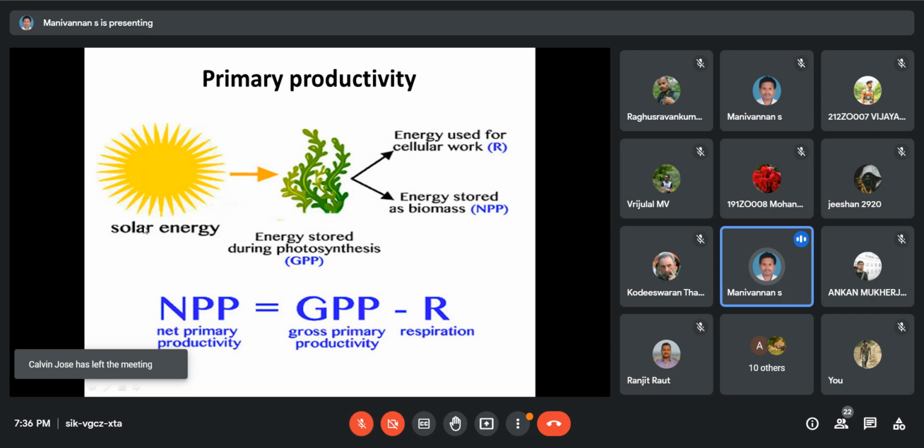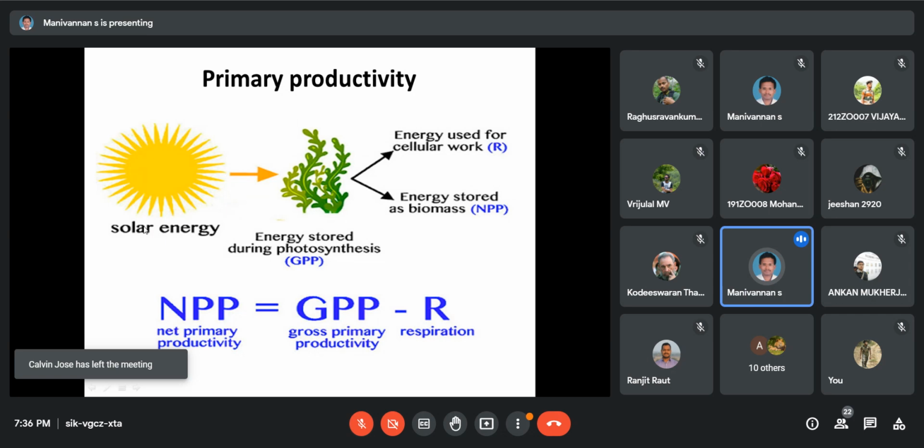What is the gross primary productivity? It's already explained. What is the net primary productivity? Again, it means the available energy for the consumer and the decomposer. This is an important point: the plant typically captures and converts about 1.3% to 1.6% of the solar energy.